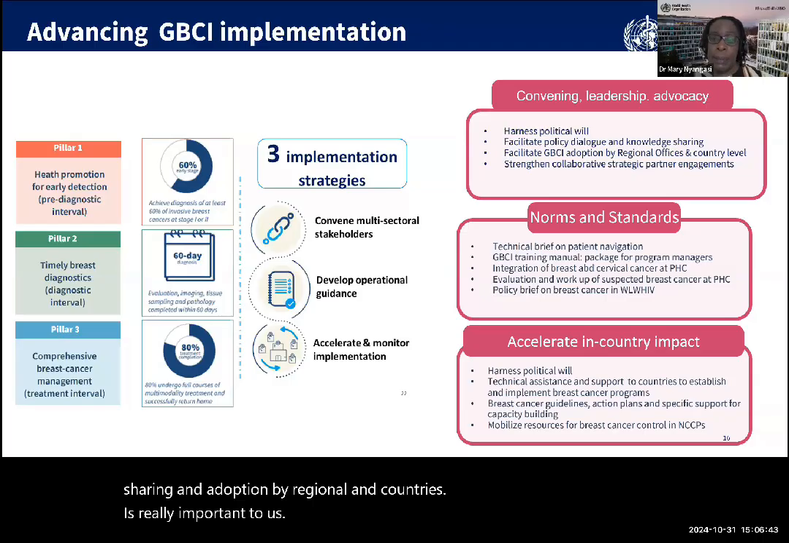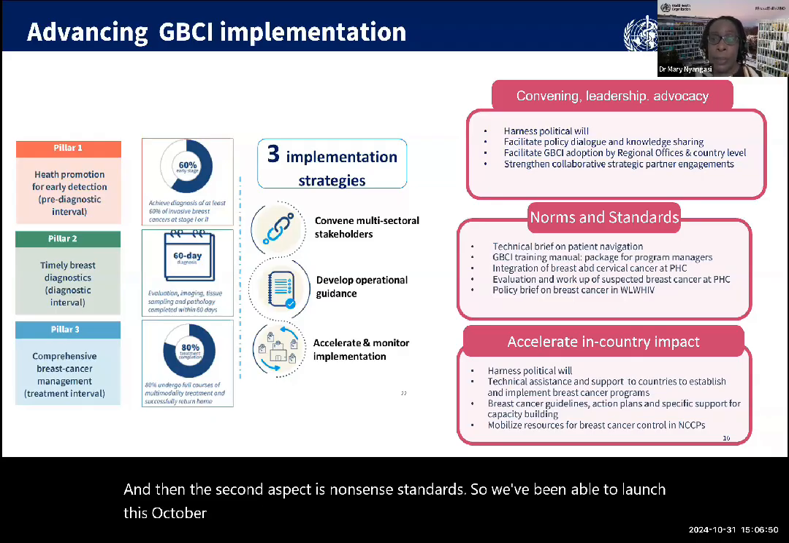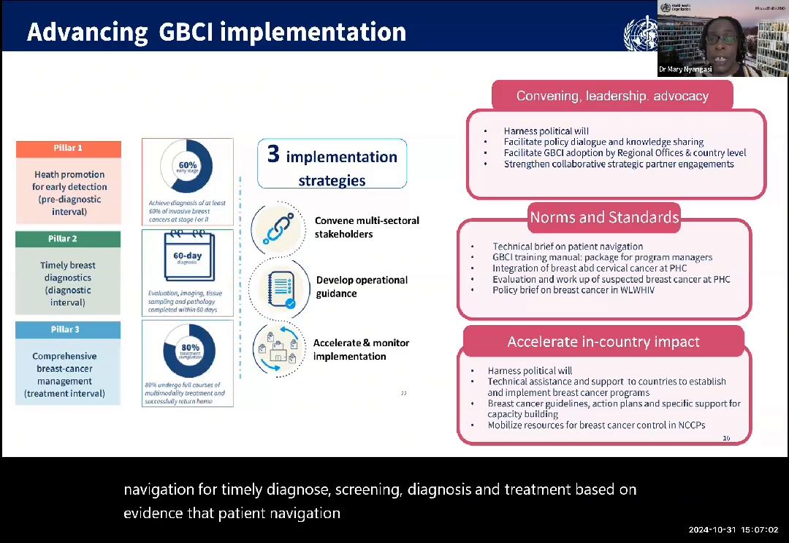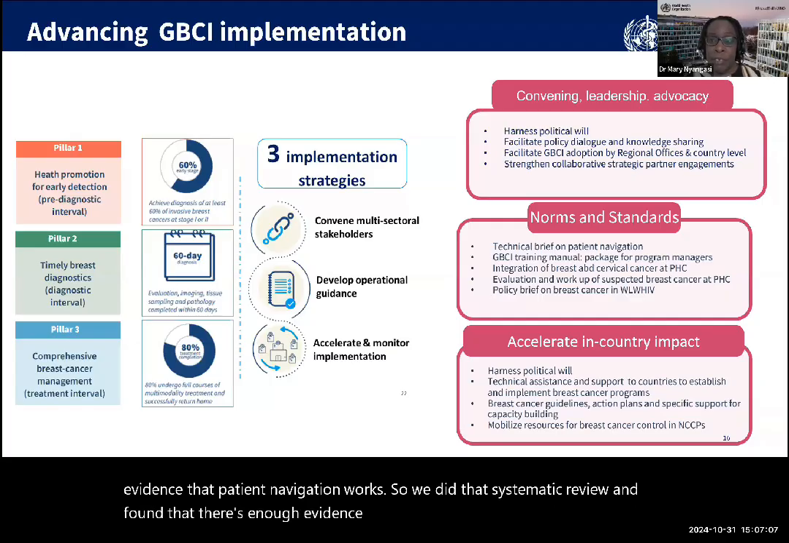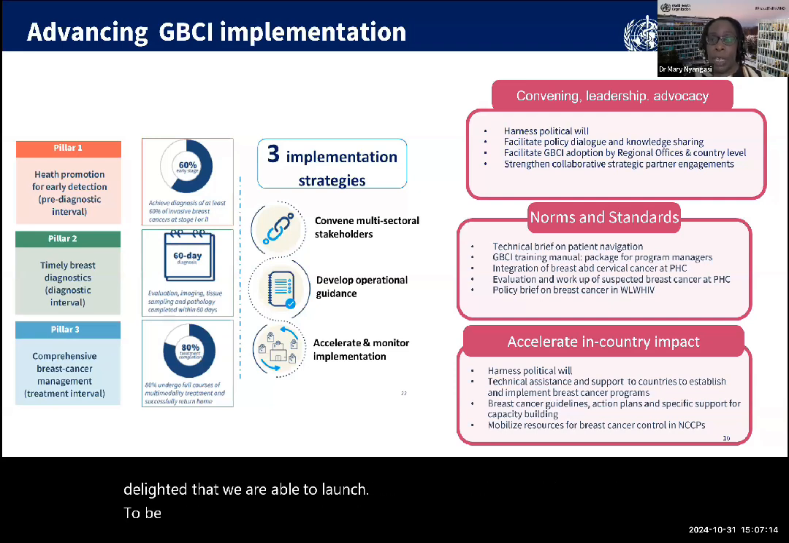And then the second aspect is norms and standards. So we launched this October our first technical product, which is on breast cancer patient navigation for timely screening, diagnosis, and treatment, based on evidence that patient navigation works. We did a systematic review and found that there is enough evidence to implement patient navigation. And we are delighted that we are able to launch this document to be used by member states to advance breast cancer control in their countries.